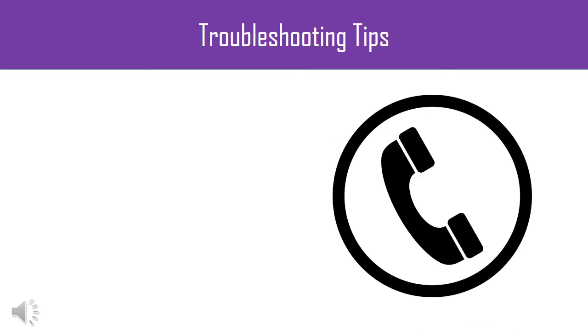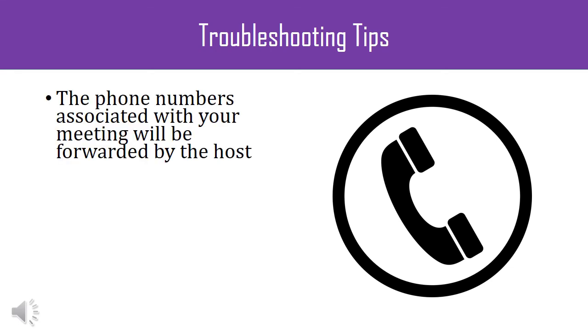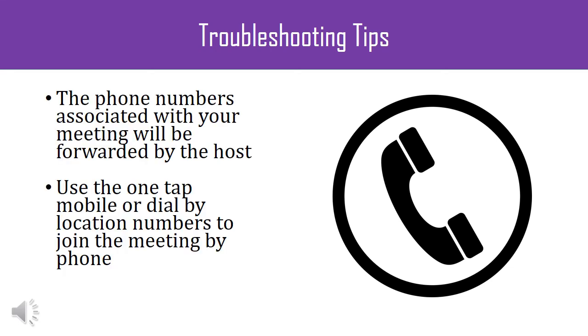Another way to participate is to call into the meeting on a phone. In the information provided by your host, look for the one-tap mobile or dial by location numbers. These allow you to join the meeting as you would a regular phone call.